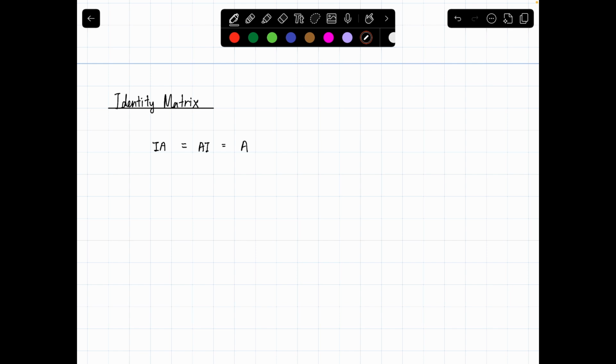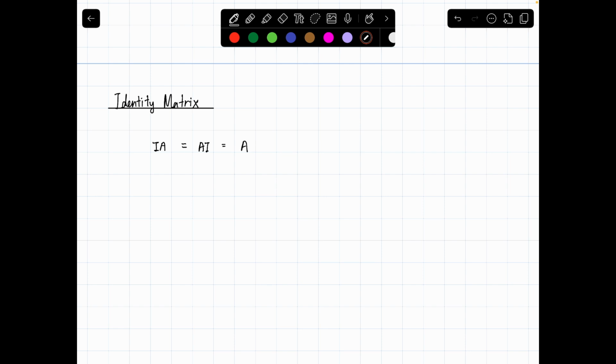As for identity matrix, it's relatively a simpler topic compared to the other parts of this chapter. But although it's simple, it is one of the most important things you need to understand very well in order to move on to the next part, the inverse matrix. So be sure to pay attention.